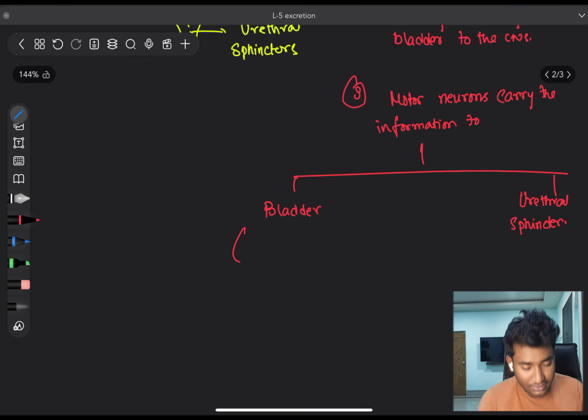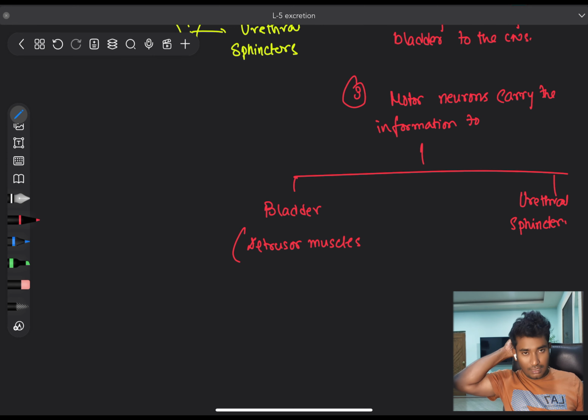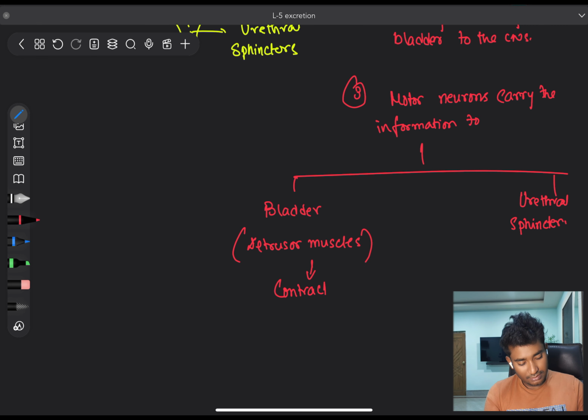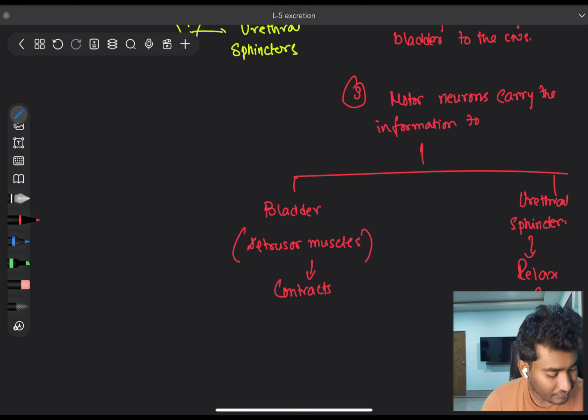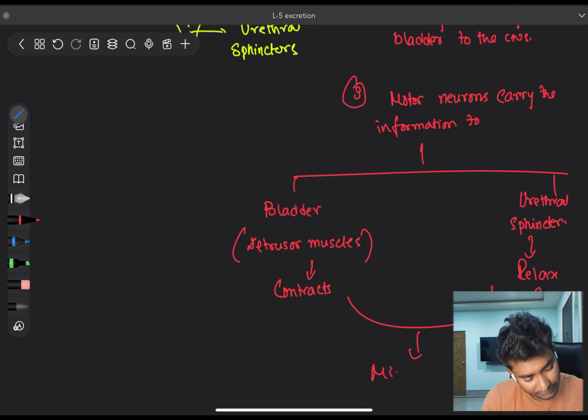The bladder consists of detrusor muscle, which contracts upon getting the signal. In the urethral sphincter, it relaxes and opens. So this phenomenon is called micturition.